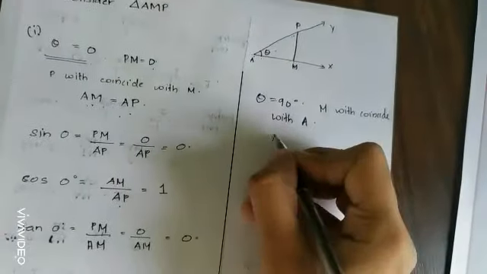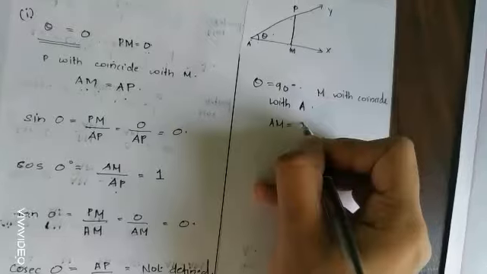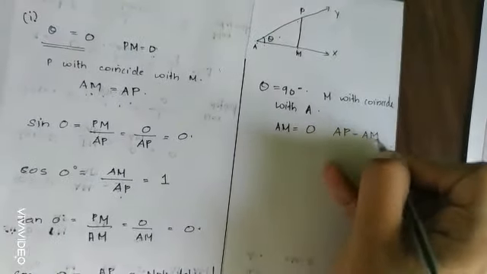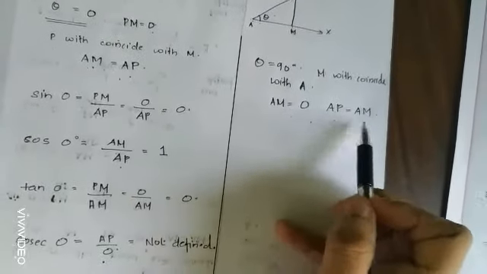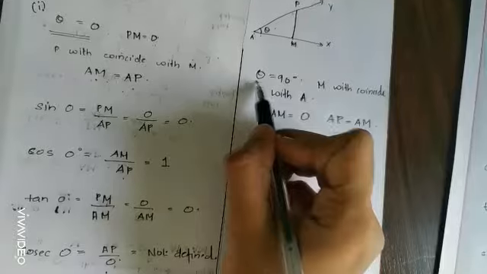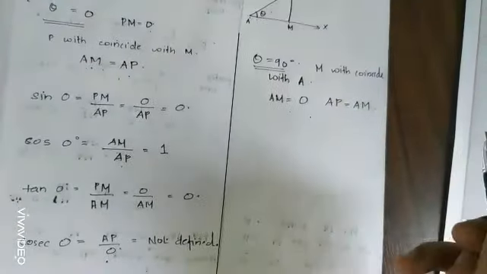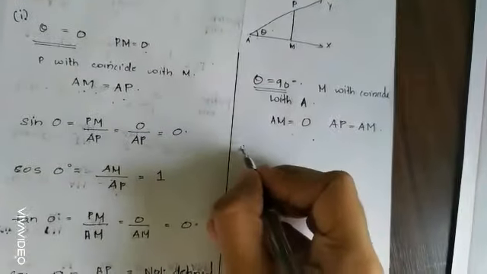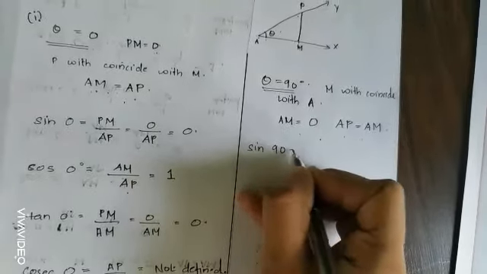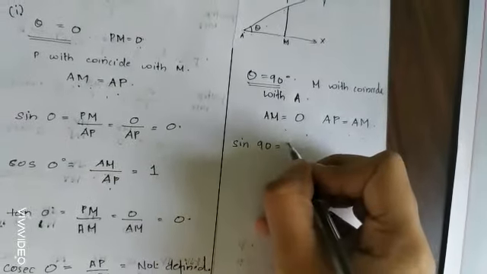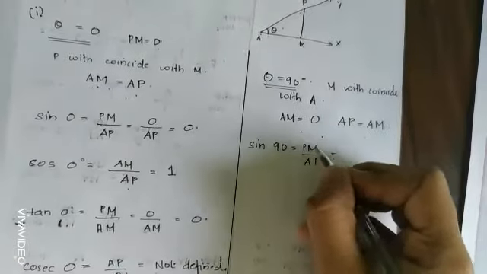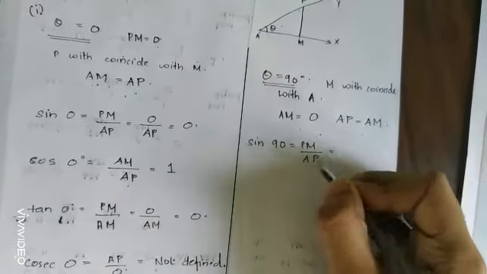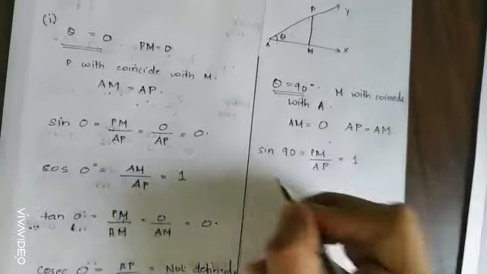Consequently, the value of AM comes out as 0 and AP will be equal to AM. The two conditions are obtained, that is AM equal to 0 and AP equal to AM when theta is equal to 90 degree. Now let us see, sine 90 is equal to PM by AP. Here PM and AP are equal, therefore numerator and denominator being equal, the value will be 1.